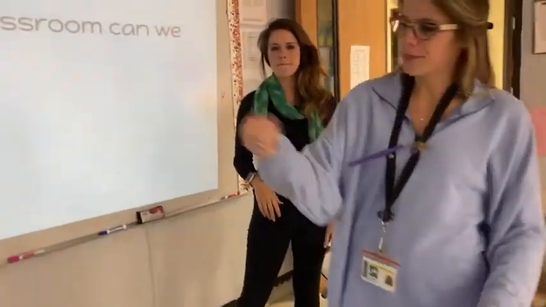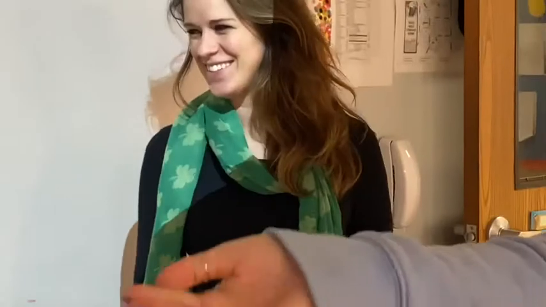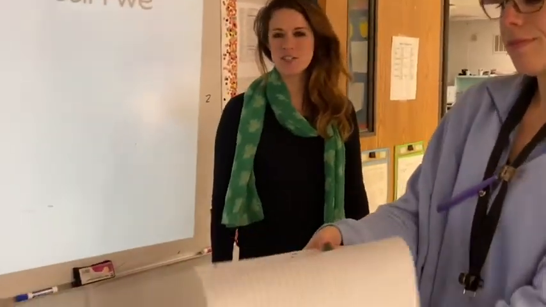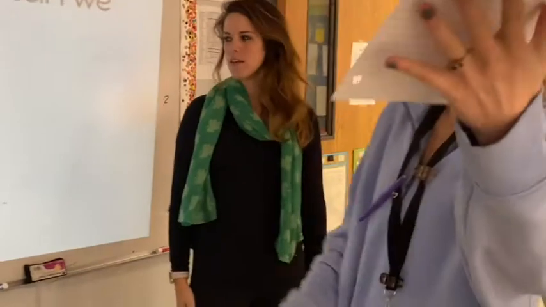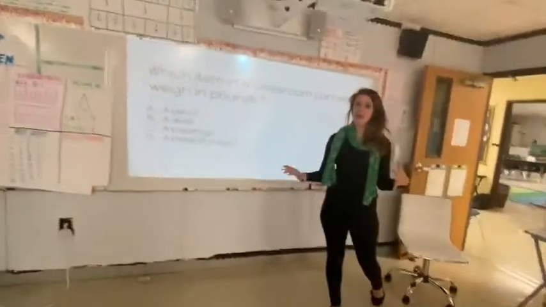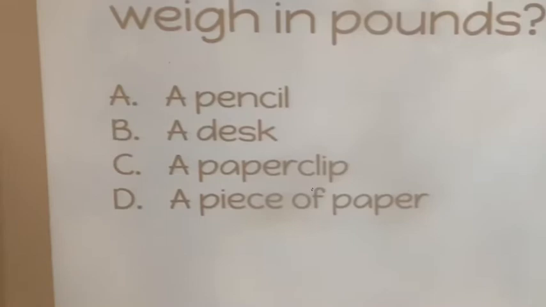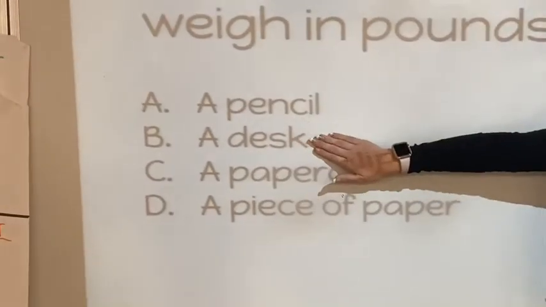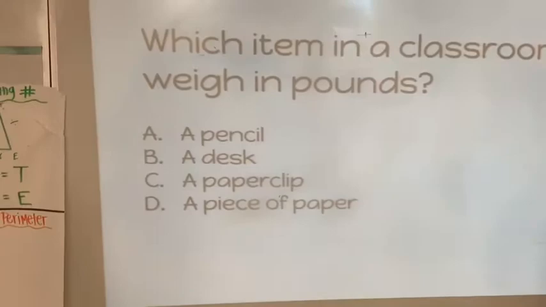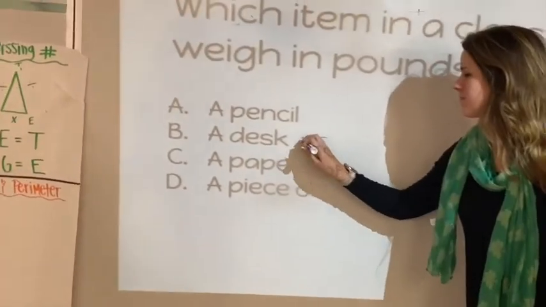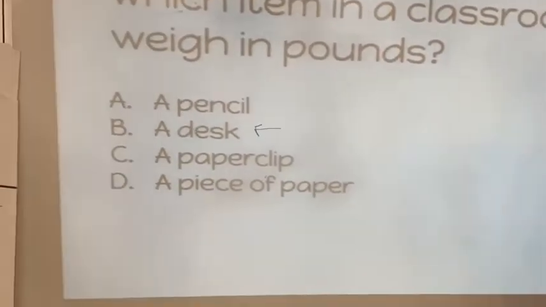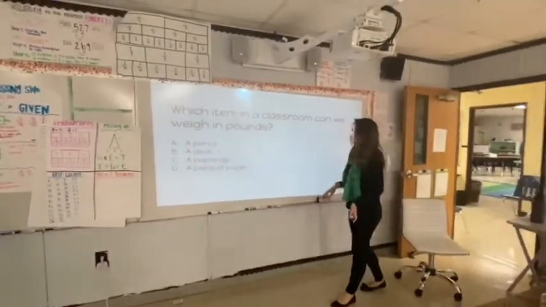Would I weigh a paper clip and talk about how many pounds it is? Or a piece of paper and talk about how many pounds the paper is? Thinking about pounds being the heavier unit of measurement than ounces, I think that the heavier one was a desk. Yay! You would measure a desk in pounds. The other ones you would measure in ounces. Good job, guys.